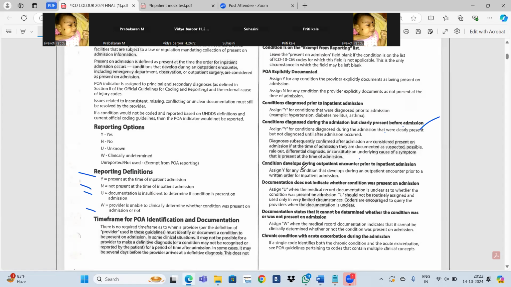So if a condition develops during the outpatient encounter prior to inpatient admission, which means while we are waiting in the hospital, up to getting the inpatient written order, if anything happens, you need to consider it as outpatient and assign the Y indicator for that condition. After getting the inpatient written order, from the next minute, if any condition develops, you can give N.